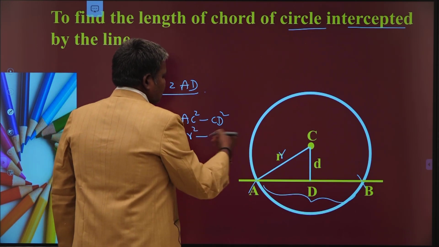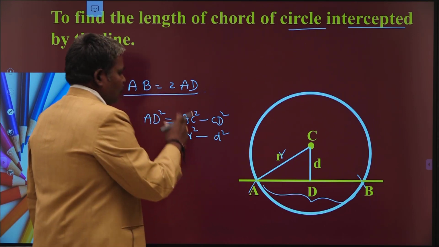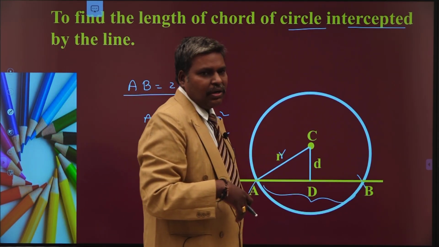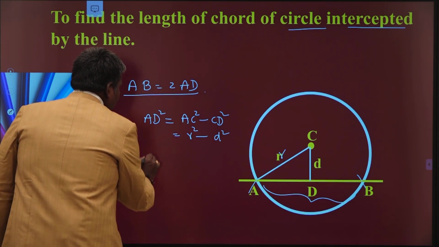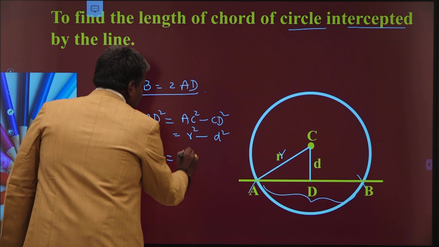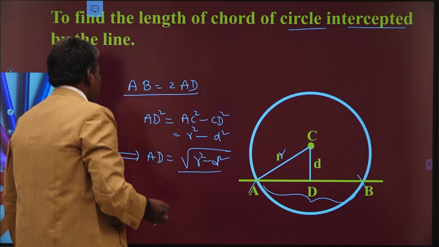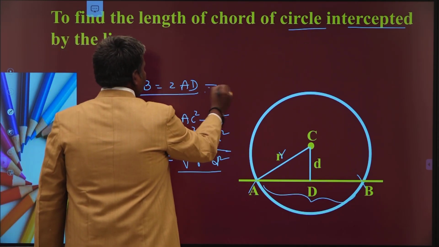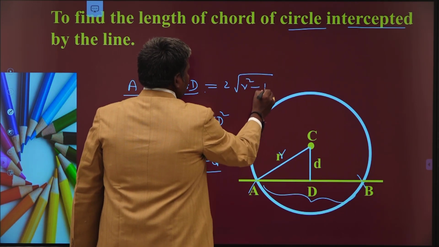R square minus CD square, the perpendicular distance from center to the line. So you find the radius and the perpendicular distance from center to the line. We get R and D values. From that you can easily calculate the value of AD. AD is nothing but root of R square minus D square. This is a distance, so we have to take the positive value. Therefore AB is equal to 2 times AD, that is nothing but 2 times root of R square minus D square.